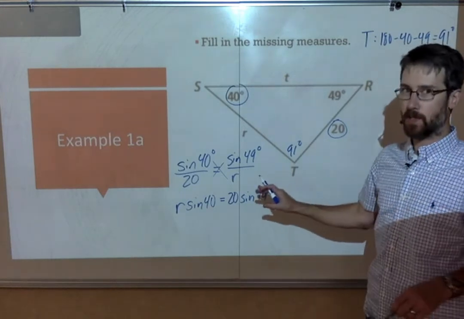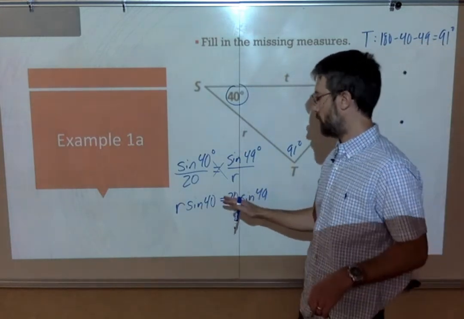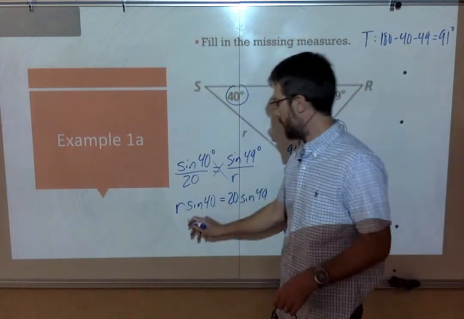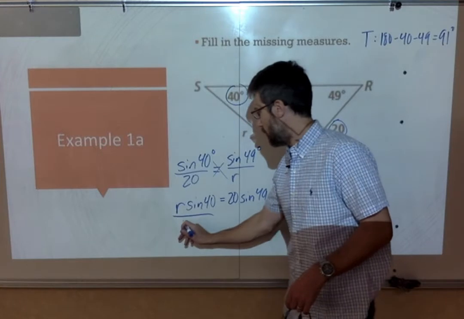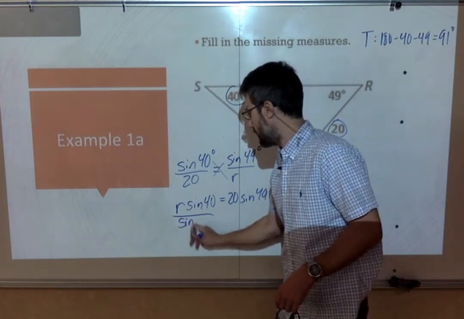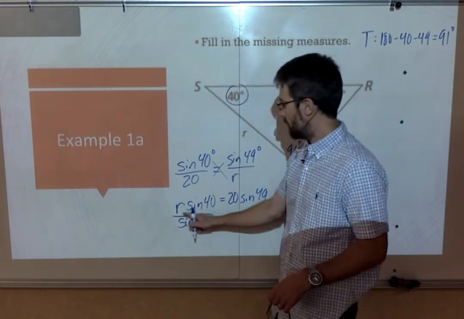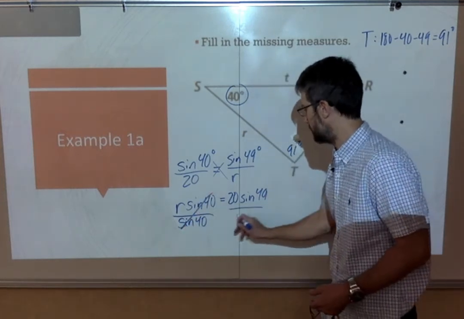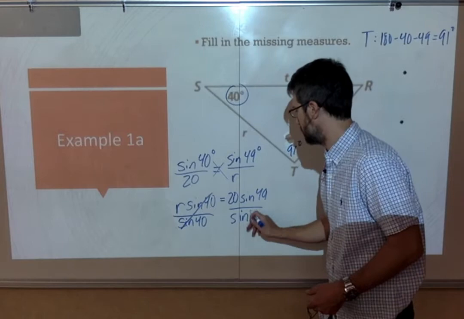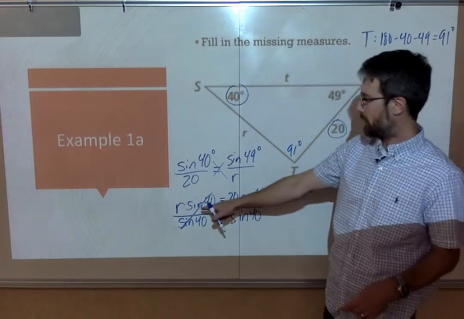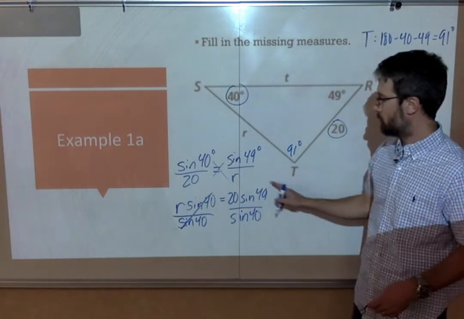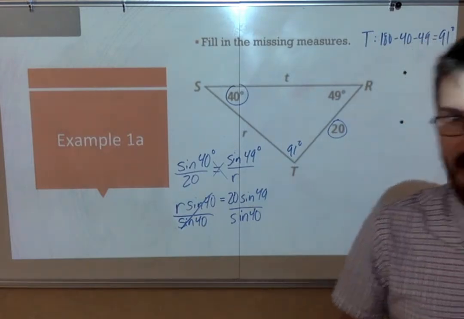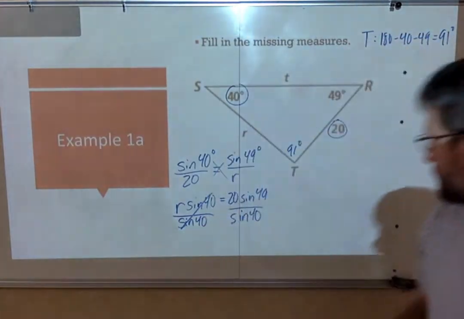I prefer to do it more accurately, where we keep things in terms of sine until the very end. So to get R by itself, to figure out what R is, I have to remove this sine of 40. It's R times sine of 40, so I get rid of it by dividing by sine of 40. And now the side length R is equal to all of this stuff in your calculator. That's going to look exactly like this.